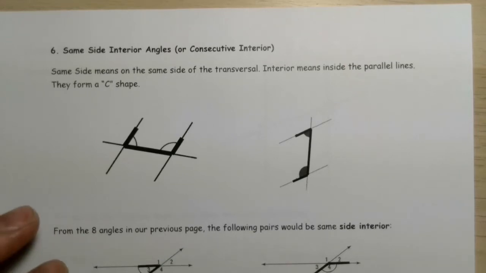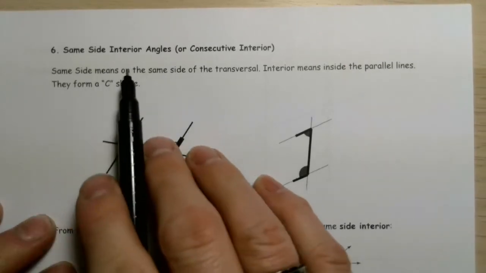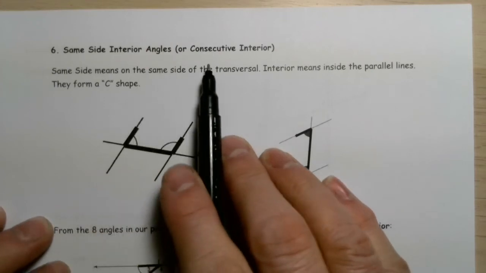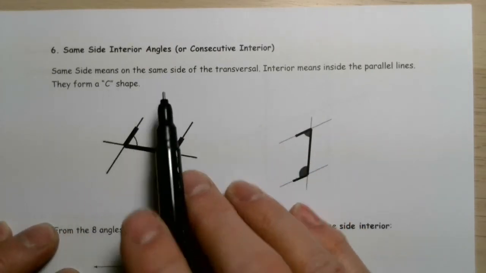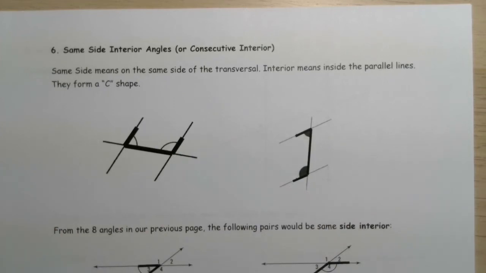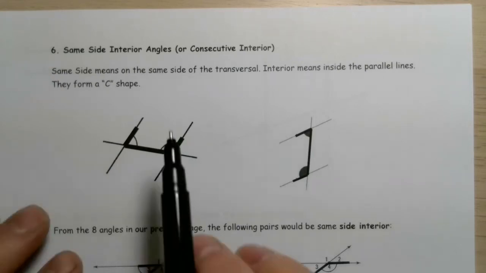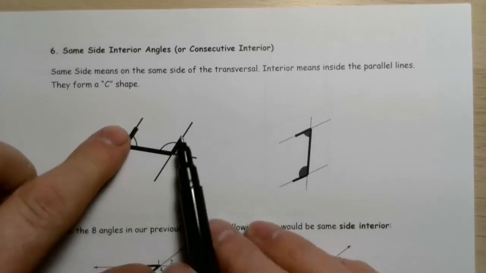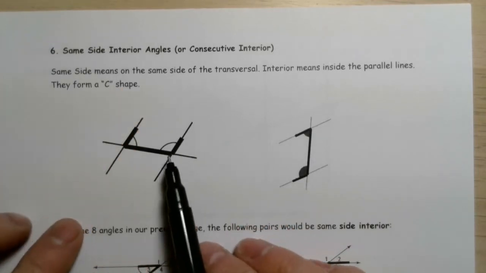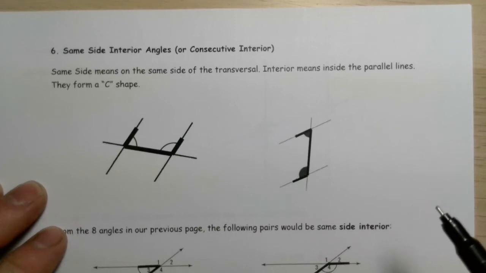Another relationship between the measures of the angles is what we call same-side interior angles, or consecutive interior angles. Same side means that they're on the same side of the transversal. In a previous lesson, we looked at alternate interior angles. They were on either side of the transversal. Now we're on the same side of the transversal, and they're interior, which means that they are between the two parallel lines. And so you get this little C sort of shape here.